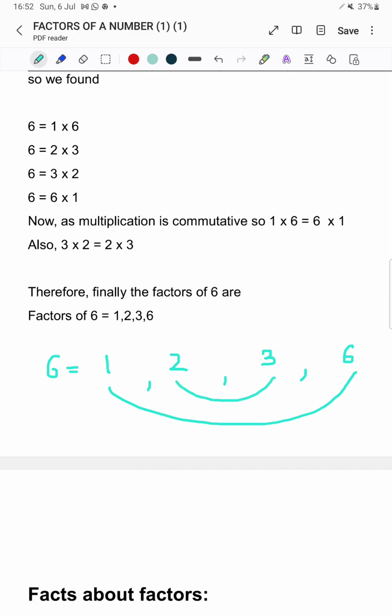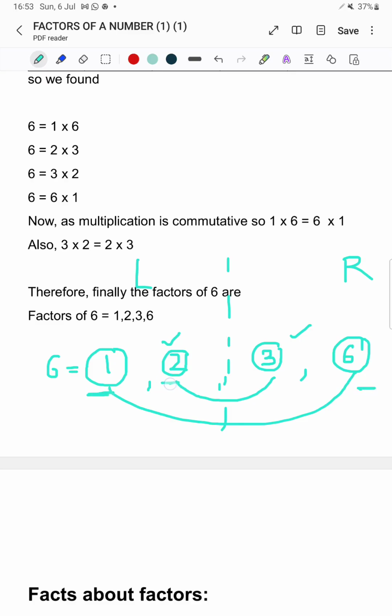1 times 6, that is 6. 2 times 3, that is 6. Whenever you have to write the factors of a number, you will always start from 1 times the same number whose factors you are counting. Then you have to start from the second, like 2. So 2 times anything is 6, yes. Then 2 times another number is 3, so 3 you will be writing on the right side, and one number you will be writing on the left side. So you can consider it this way: this is the left side and this is the right side. So you start from 1 times 6, then 2 times 3. By doing so, you will never miss any factor of the given number.